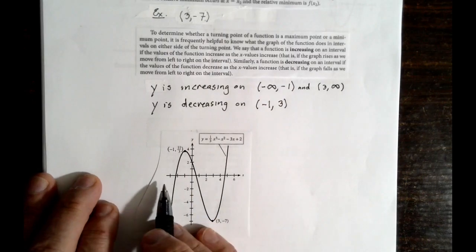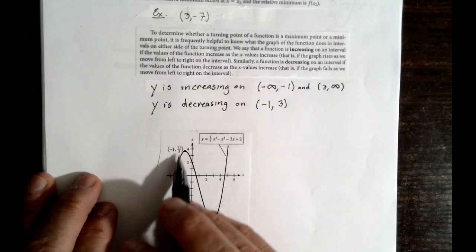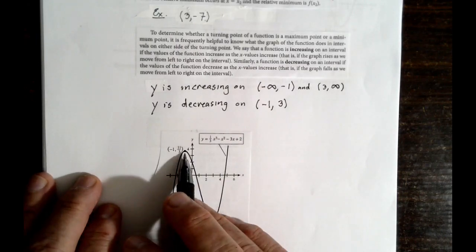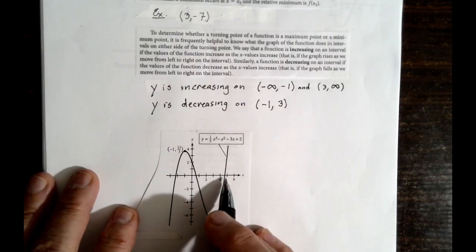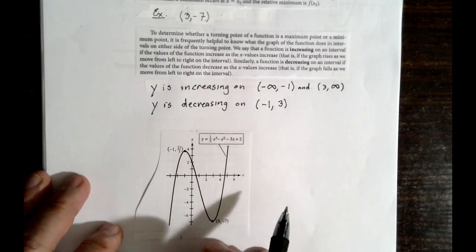So if you're moving from left to right and you go increasing, decreasing, you know the point that you just passed is a relative max. If you go from decreasing to increasing, you know it's a relative min.